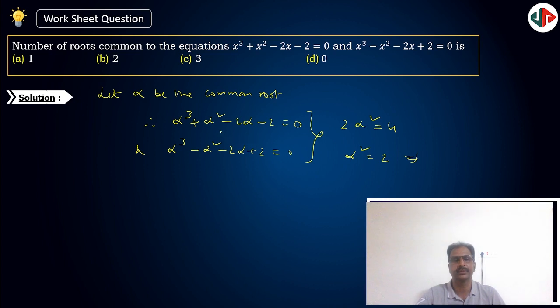By subtracting these two, you get 2 alpha square minus 4 is equal to 0. So alpha square is 2. Alpha is plus or minus root 2. So the number of common roots is 2. Plus root 2 and minus root 2 are the common roots.